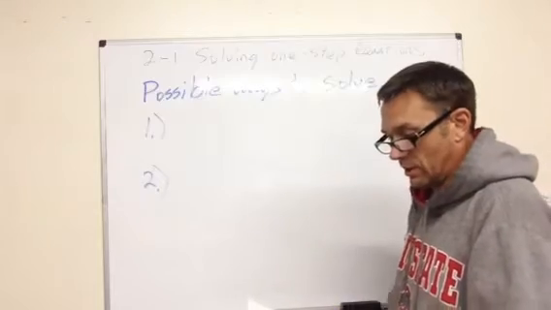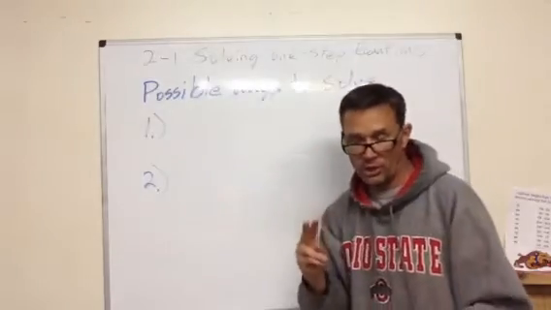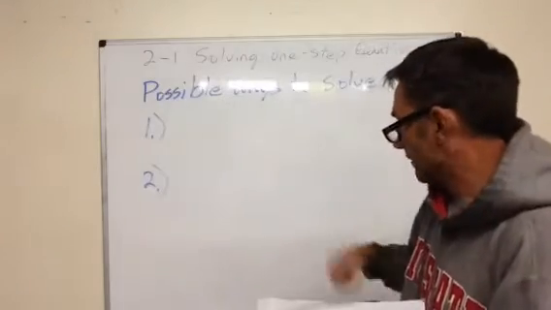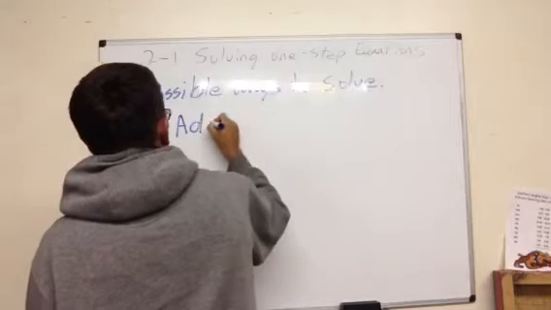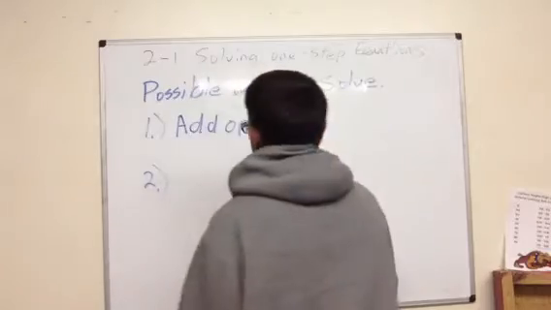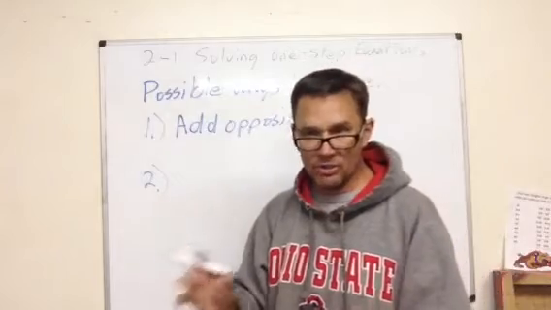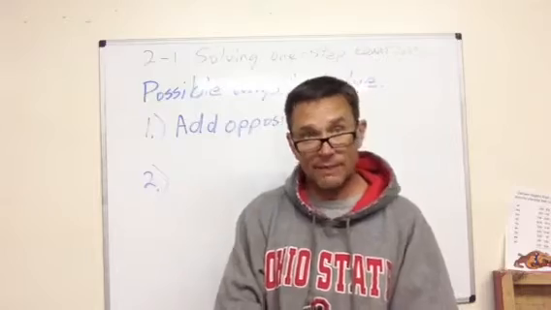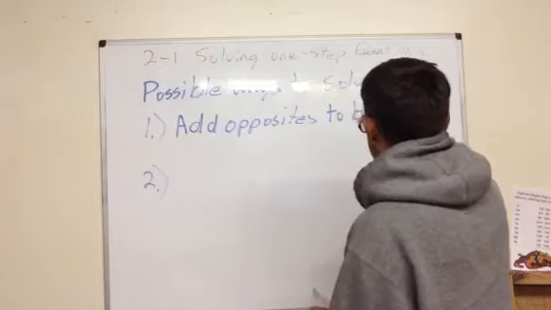Now to start with, there's, for the most part, two things we're going to be doing in order to solve an equation. The first one is to add opposites. Now to define this, opposites mean the same number and variable or the same term, but just make it the opposite sign. If it's positive, make it negative. If it's negative, make it positive. And we're adding opposites to both sides of the equal sign.